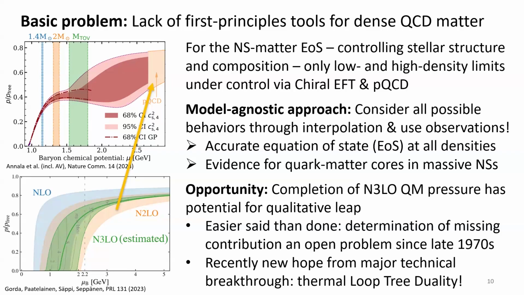The reason we chose 1.4, 2, and M_TOV is simply that 1.4 solar mass is the canonical mass of a typical pulsar. So if you look at all the mass measurements out there, the huge majority of them are around 1.35 to 1.4.